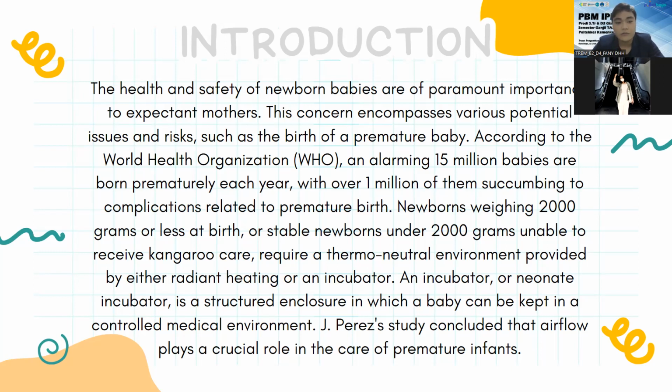Newborns weighing 2,000 grams or less at birth, or stable newborns under 2,000 grams unable to receive kangaroo care, require a thermoneutral environment provided by either radiant heating or an incubator. An incubator or neonate incubator is a structured enclosure in which a baby can be kept in a controlled medical environment. G. Perez's study concluded that airflow plays a crucial role in the care of premature infants.